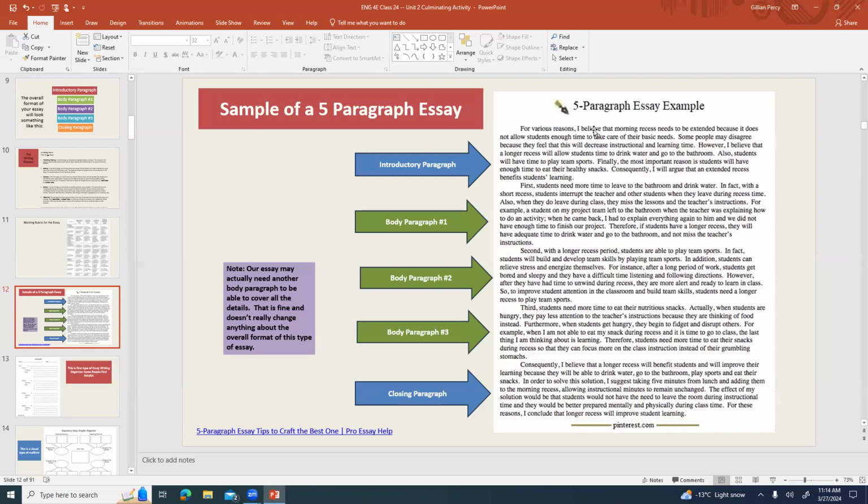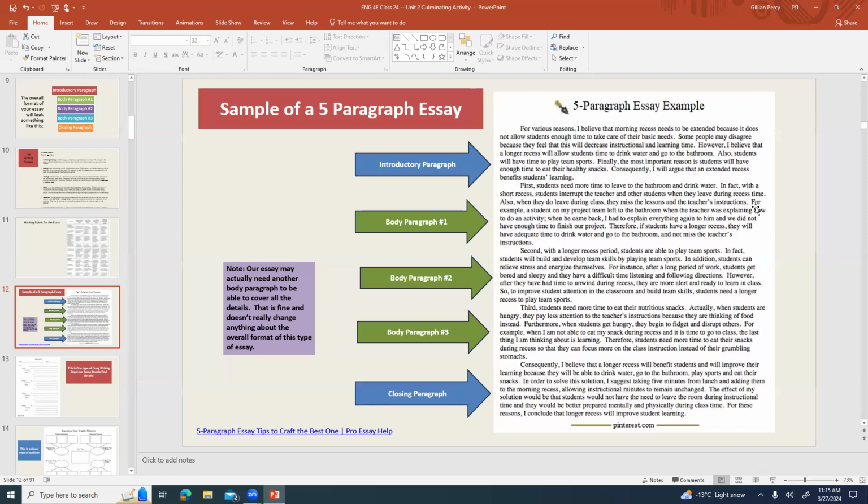So she's kind of talking about all the different reasons that she's about to discuss in more detail. Basically, her thesis or her big idea is morning recess needs to be longer, which I agree with her. Okay, so in our first paragraph here, she's discussing in detail the idea that students need more time to go to the bathroom and drink water. Now, sometimes people have trouble like, how do I extend that? That just seems like it's so obvious. But she extends it by showing you some examples.